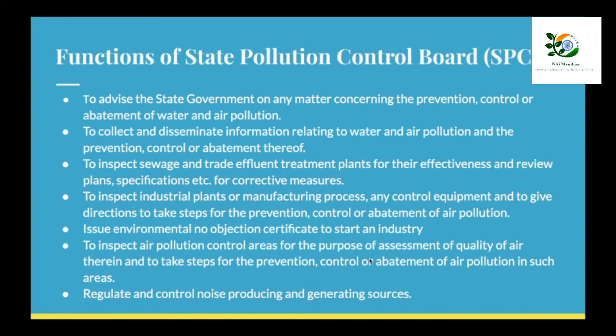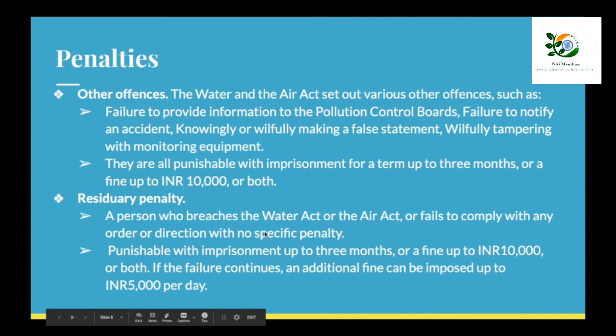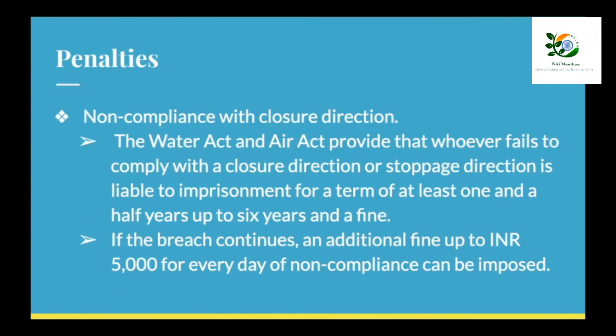Now, moving on to the penalties. I have divided the penalties into three basic heads. The first one is non-compliance with the closure direction. The Air and Water Acts provide that whoever fails to comply with the closure direction or stoppage of electricity or water direction is liable to imprisonment for a term of at least 1.5 years and up to 6 years, and a fine. If the breach continues, an additional fine of up to rupees 5,000 for every day of non-compliance can be imposed.